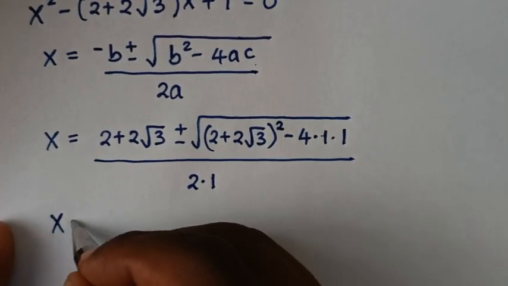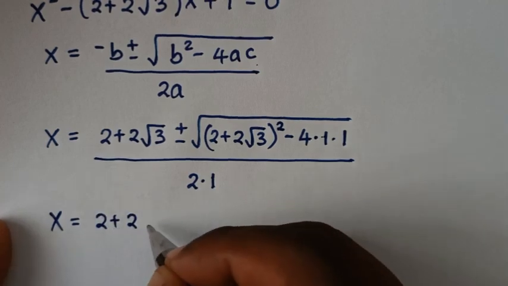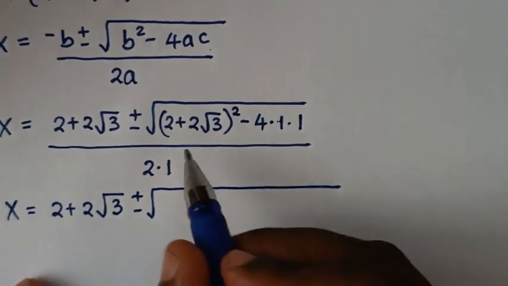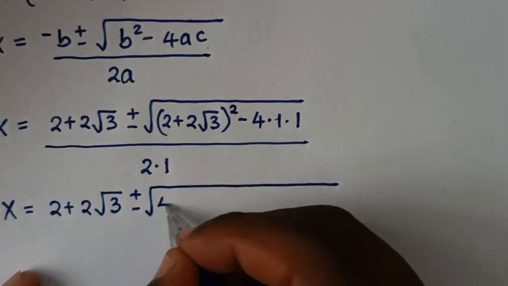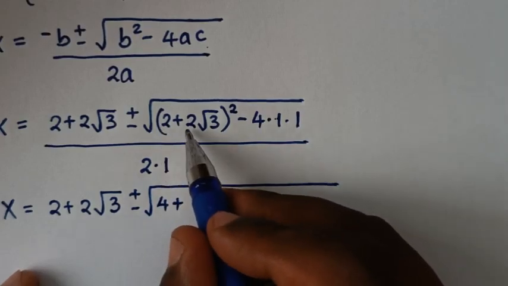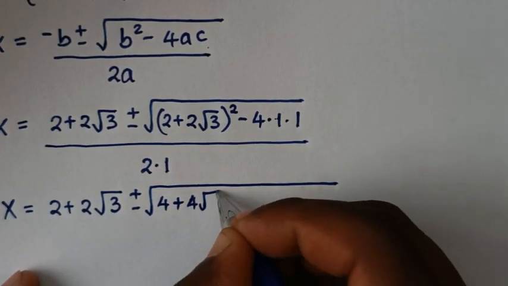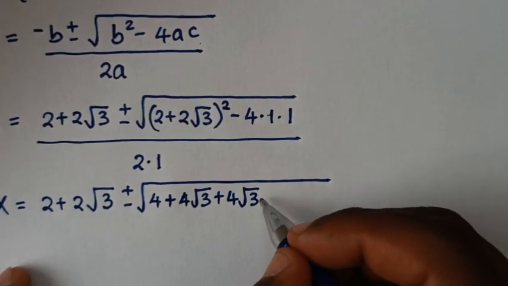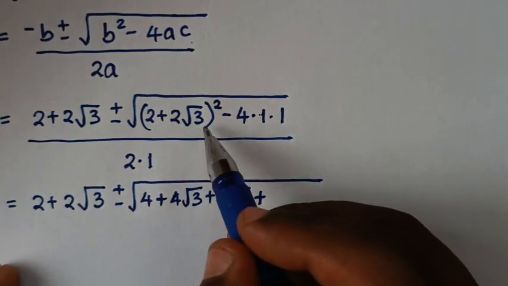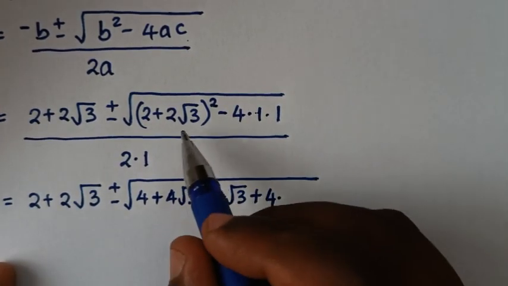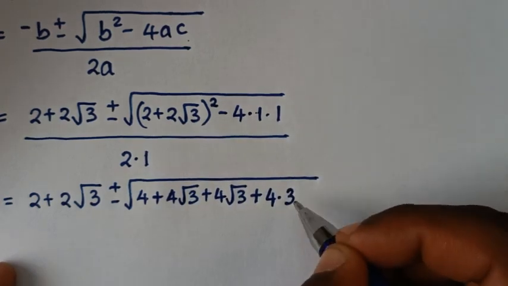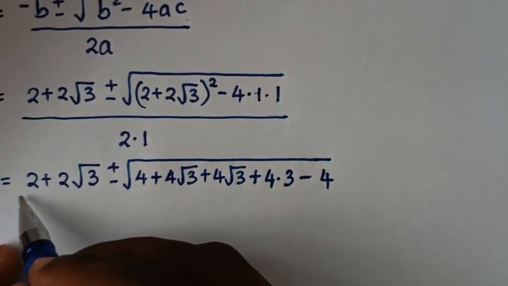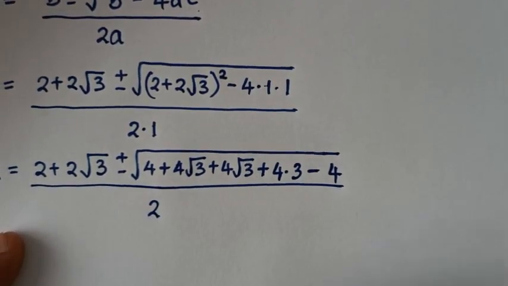Then it will be x is equal to 2 plus 2 square root of 3 plus or minus square root. To expand this here, it will be 2 times 2, it is 4, plus 2 times 2 square root of 3, it will be 4 square root of 3. Then 2 square root of 3 times 2, it will be plus 4 square root of 3. Then plus 2 square root of 3 times 2 square root of 3, 2 times 2, it is 4, times square root of 3 times square root of 3, it is 3. Then minus 4 times 1 times 1, it is 4. Then over 2 times 1, it is 2.